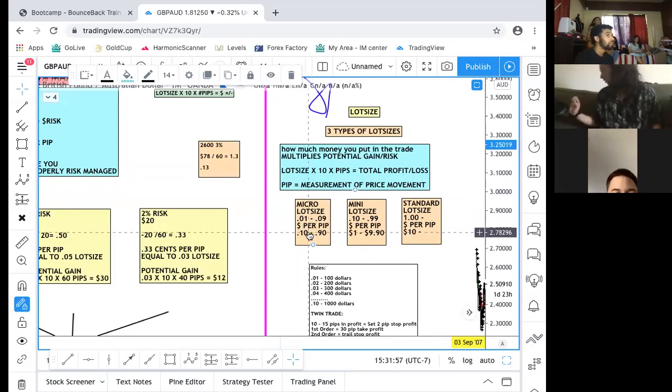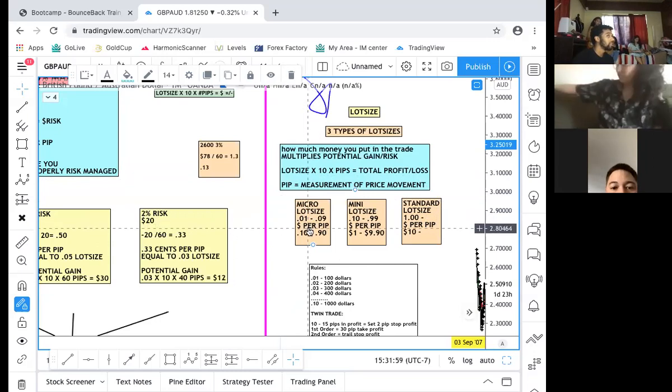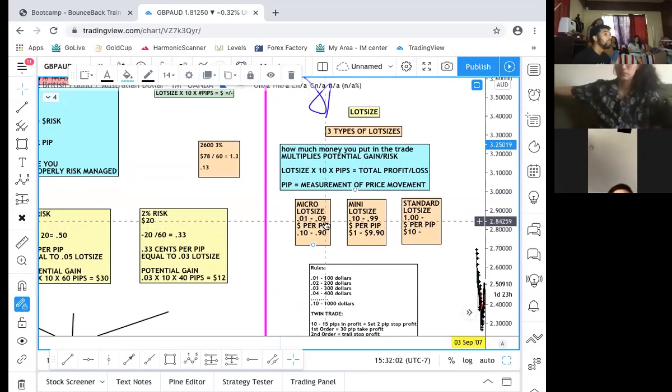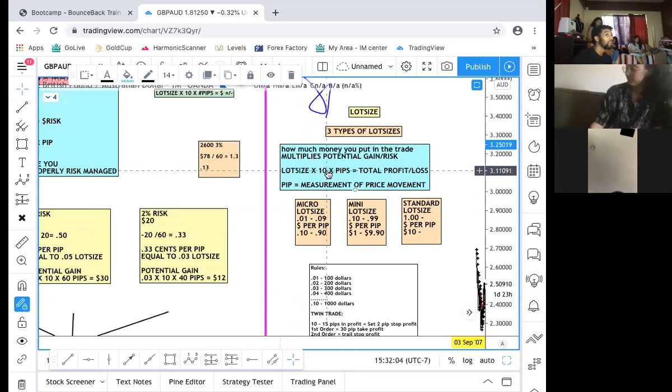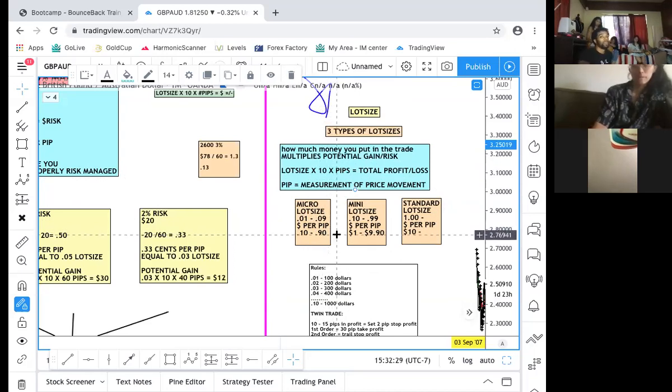To do that, first you multiply your lot size times 10, and that gives you how much you're going to make per pip. Once you know how much you're going to make per pip, you multiply that times however many pips, and that gives you your total profit or loss. That's the reason why behind it. So for our micro lot size, if we're using a 0.09 lot size, that means we're going to be risking 90 cents per pip.